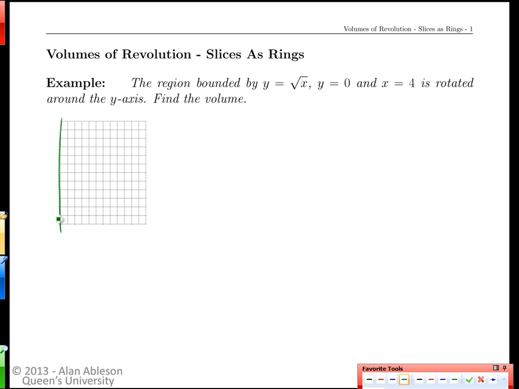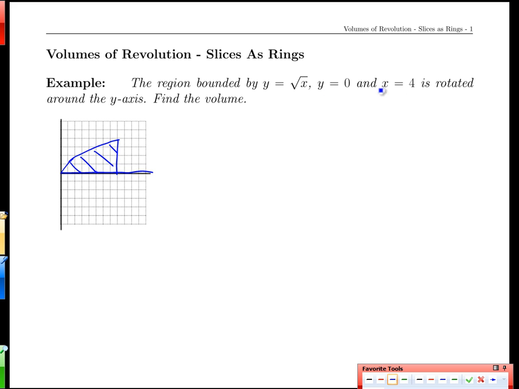So let's graph this out. Y equals root x is the square root function, and it's that bent over graph like this. 1, 2, 3, 4, like so. And the other boundaries are y equals 0, so all this, and x equals 4, so right here. So the region we're discussing is the region bounded by those three curves, or enclosed in that zone there.